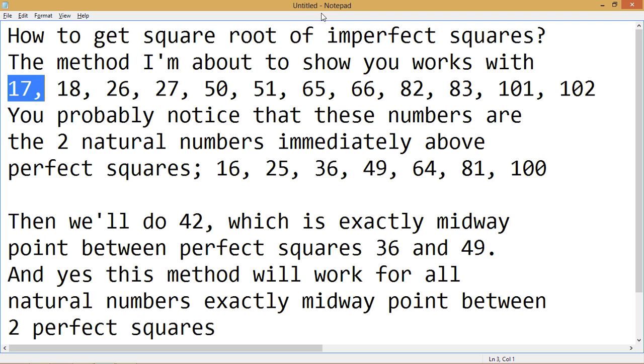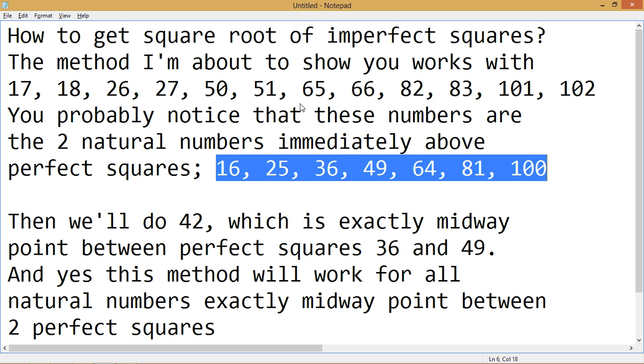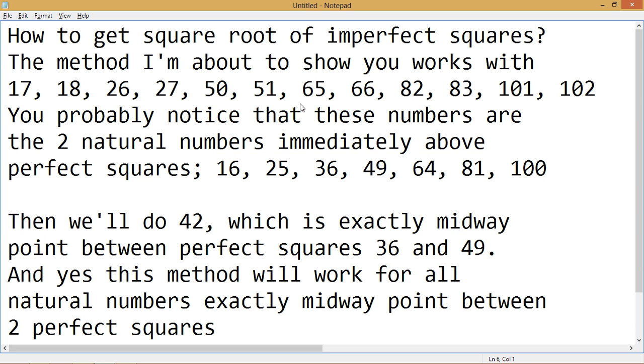For example, 17 and 18 are immediately above the perfect square of 16, which of course has a square root of 4. You can pause this video at any time if you'd like, just to confirm that that's true.